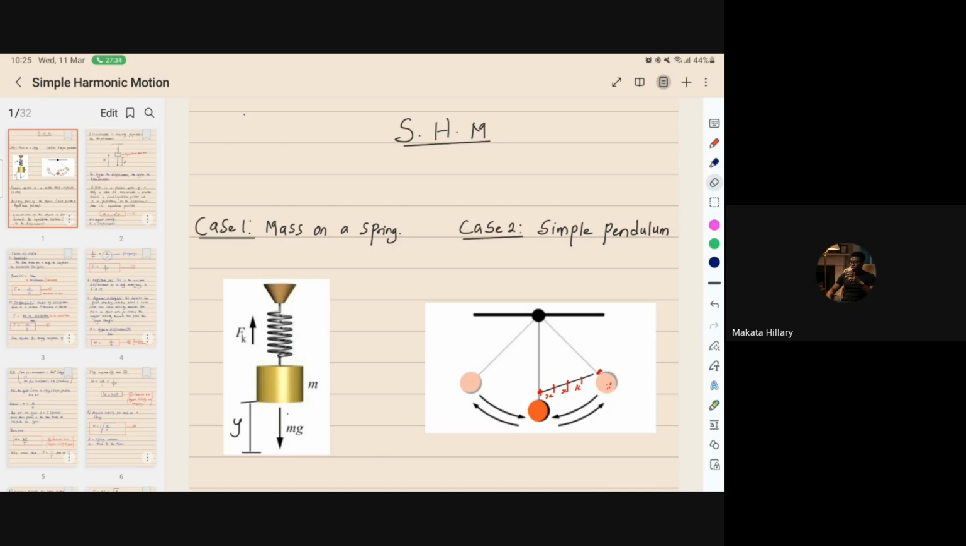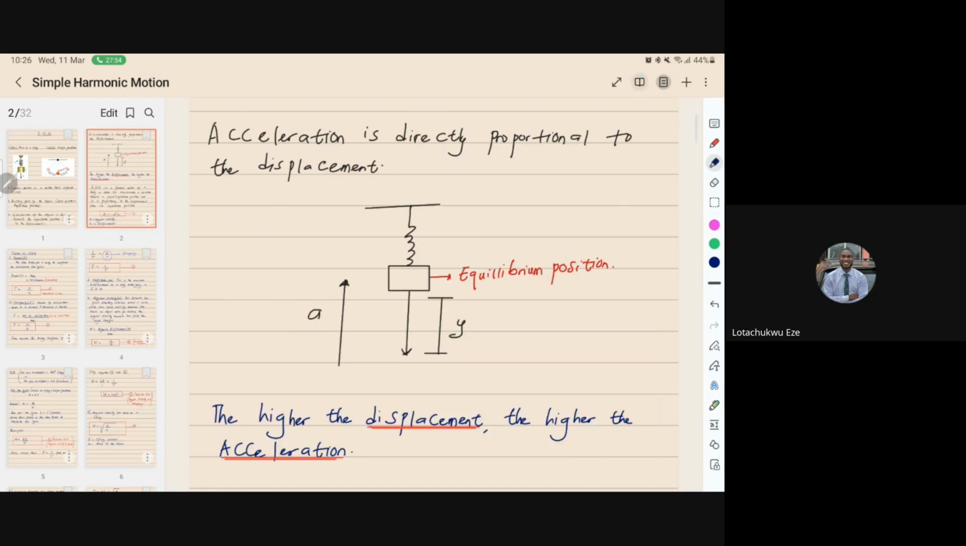Last week, not last week, that should be day before yesterday. On Monday, we looked at simple harmonic motion. We introduced the different cases, the mass on the spring and the simple pendulum, and other examples of simple harmonic motion, but then we focused on case one and case two, respectively. Now, there are some derivations we did which are very, very key.